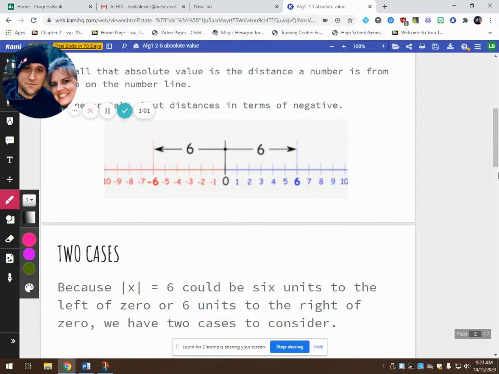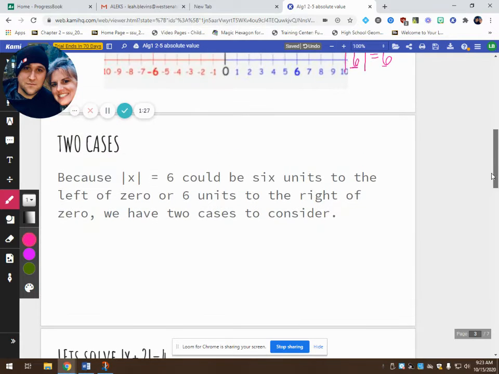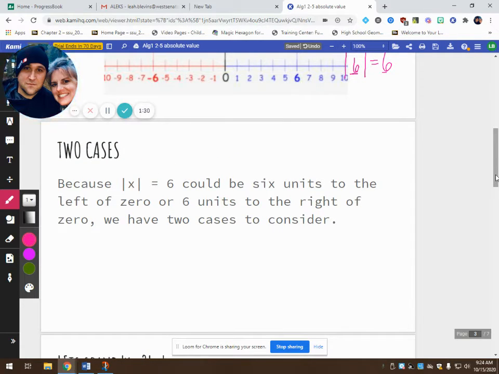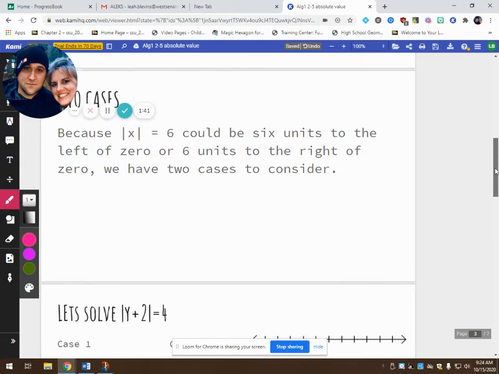So the same thing happens with absolute values. If I think about the absolute value of -6, it is a +6. The absolute value of +6 is 6 units. How far away from zero is -6 on the number line? It's 6 units away. How far away from zero is 6 on the number line? It's 6 units away. So because the absolute value of 6 could be 6 units to the left of zero or 6 units to the right of zero, we will have two cases to consider. And this is true of every absolute value equation. There will be two cases to consider unless there's no solution whatsoever. And we'll look at that later too.